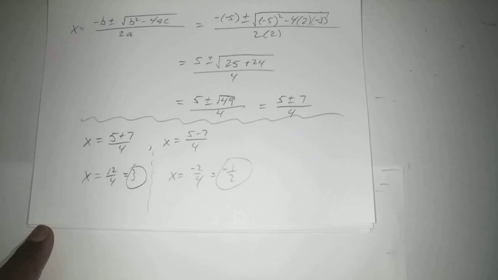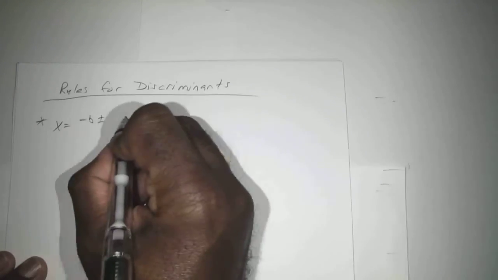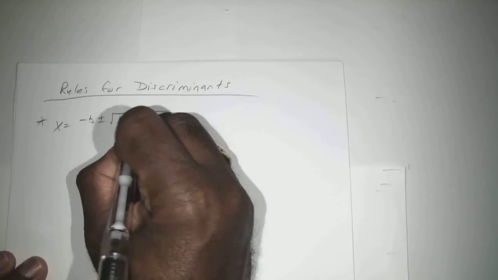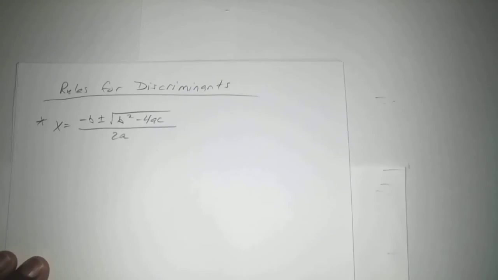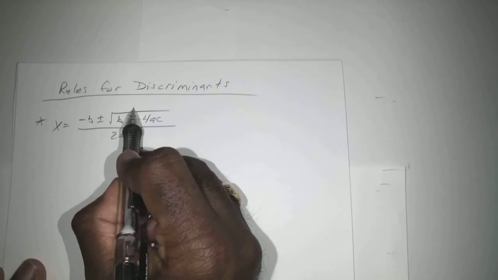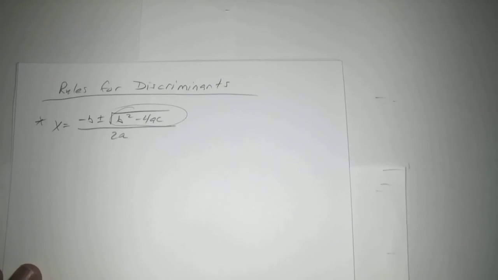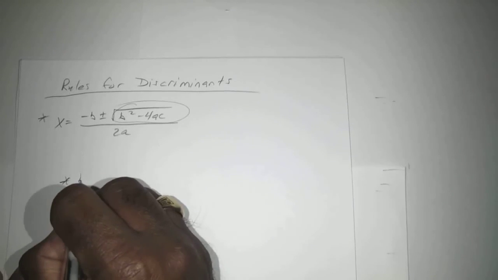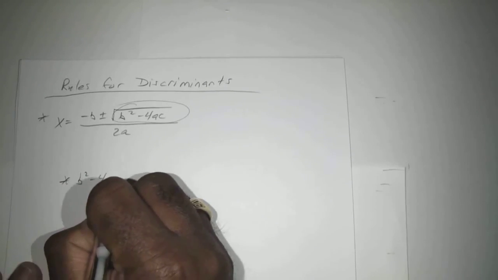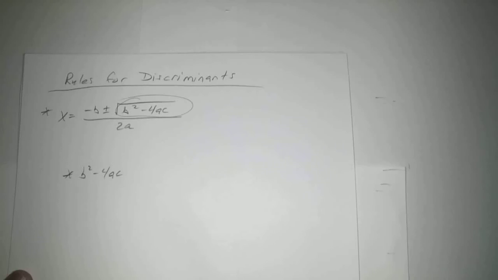All right, so next we'll take a closer look at the negative b plus or minus the square root of b squared minus 4ac all over 2a. We're going to look at that part because b squared minus 4ac is your discriminant.